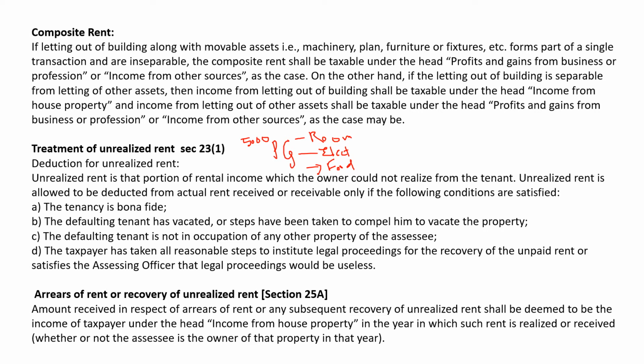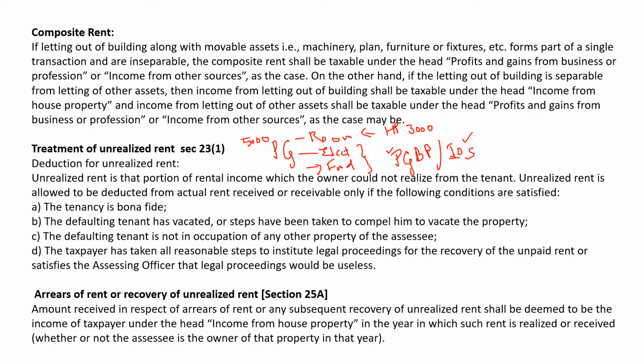So here, if it is possible to apportion it, to separate the value of the room from the other services, then for this room the income which we will be earning, say if it is 3,000, will be taken as income from house property, and the other services for electricity, food and all will be taken under PGBP, profits and gains from business or profession, or income from other sources. It will depend on the main intention whether to charge it under PGBP or income from other sources.